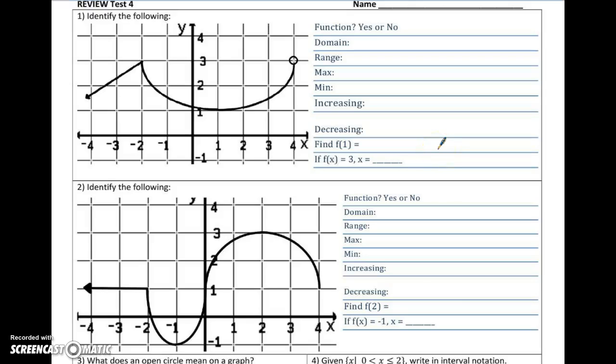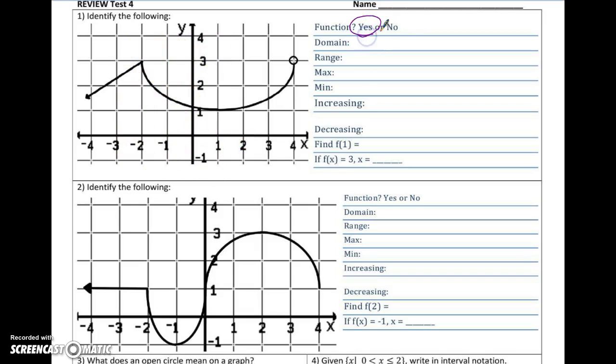This is the review for test 4. Identify the following. Is it a function, yes or no? Remember, a function is a vertical line test. So if I were to draw a vertical line through any place on the graph, does it ever hit it more than once? And in this case, it doesn't, so that's a good thing. That means, yeah, it can't be in two places at once. So this works. Every spot on that graph only touches once.